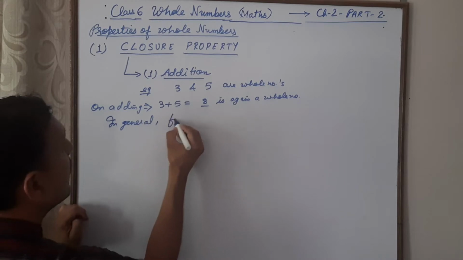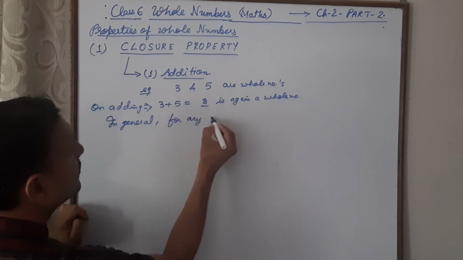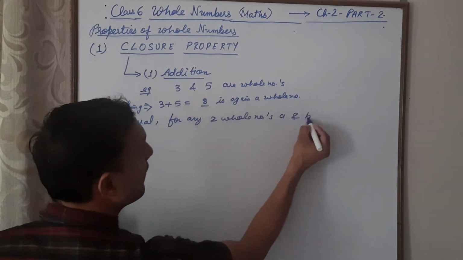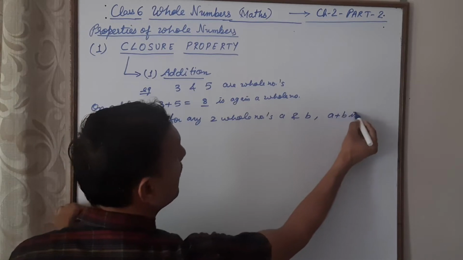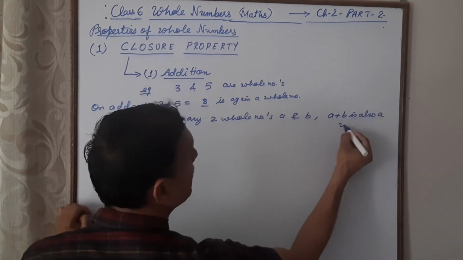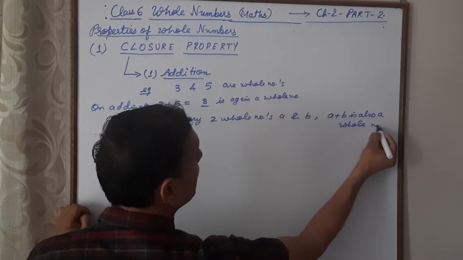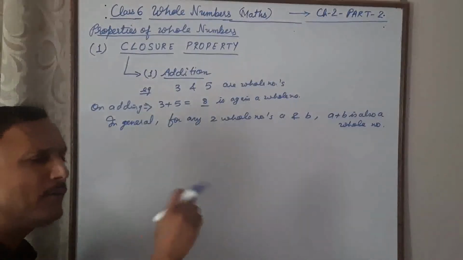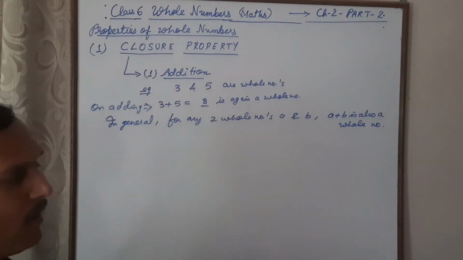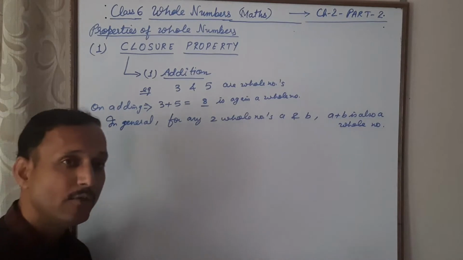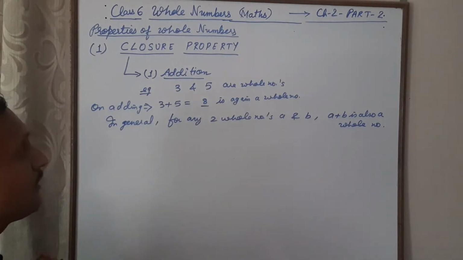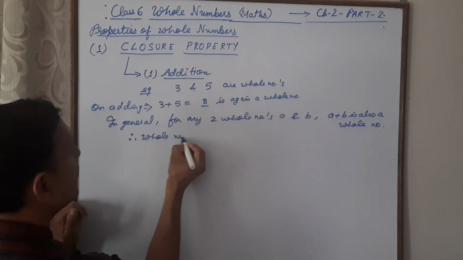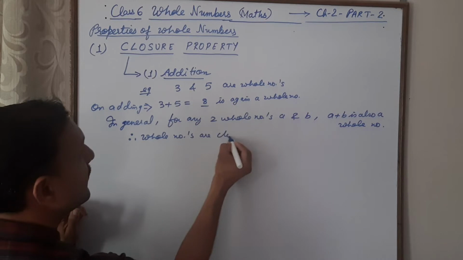For any two whole numbers A and B, A plus B is also a whole number. If we are taking any two whole numbers, we don't know that number, so we assume it A and B. If A and B are two whole numbers, then their addition is also a whole number. So whole numbers are closed under addition.